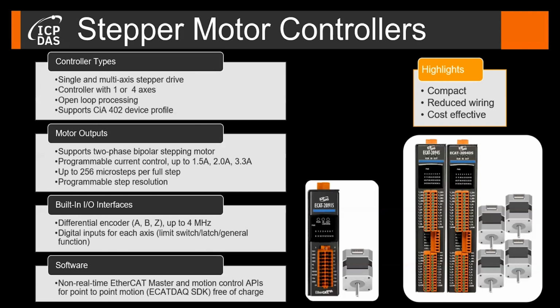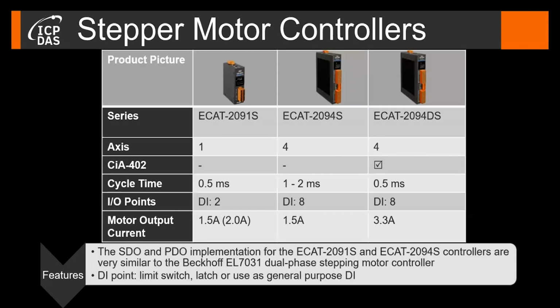All EtherCAT operation modes are supported, which means motion control can be done with the real-time or non-real-time EtherCAT master. Currently, we have 3 controller types in our portfolio. The supported motor control current depends on the controller type. The ECAT 2094DS is our newest controller type on the market and supports a current of 3.3 ampere, as well as CiA 402 defined motion profiles.